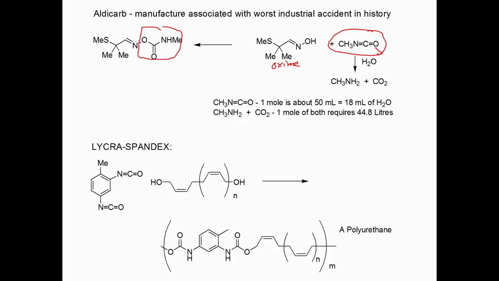This accident happened because water got in the isocyanate tank, and when that happens, of course, it's going to make methylamine and CO2. Both of these compounds, methylamine and carbon dioxide, are gases. When you have 1 mole of methyl isocyanate, it needs about 50 mL, and a mole of water needs about 18 mL. But according to the ideal gas law, if these become gases, we now need 44.8 liters. So there's a tremendous expansion of volume, and the container could not handle it.